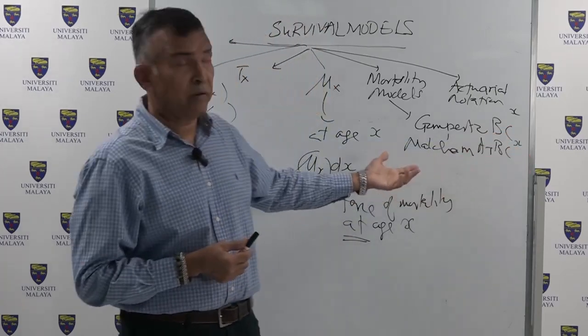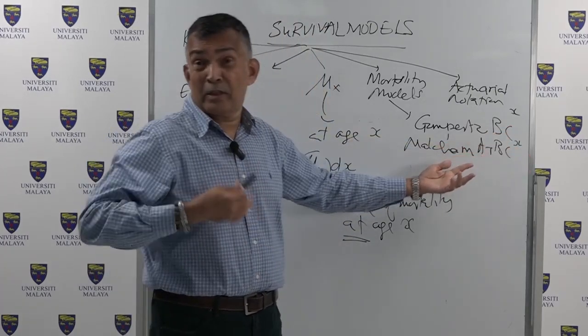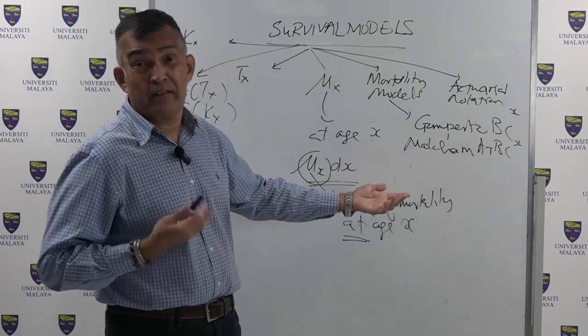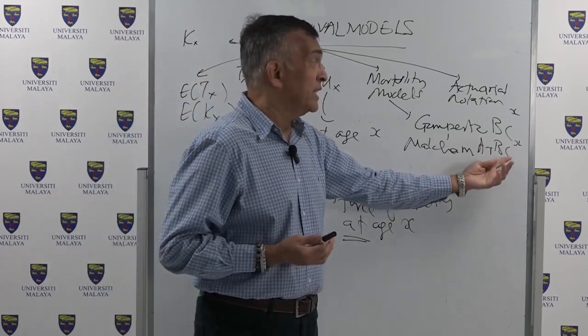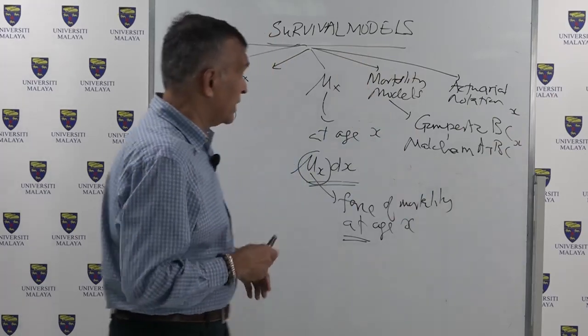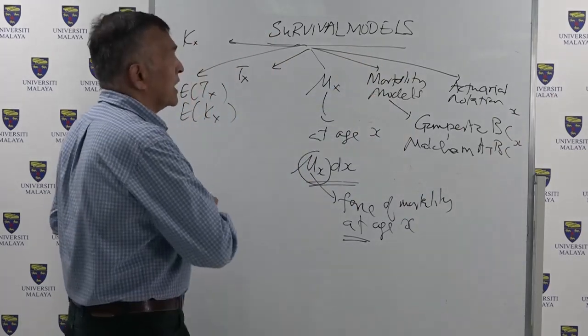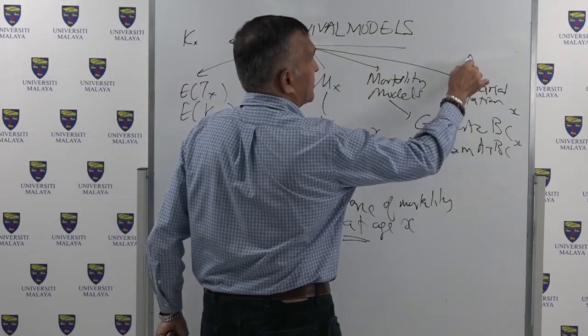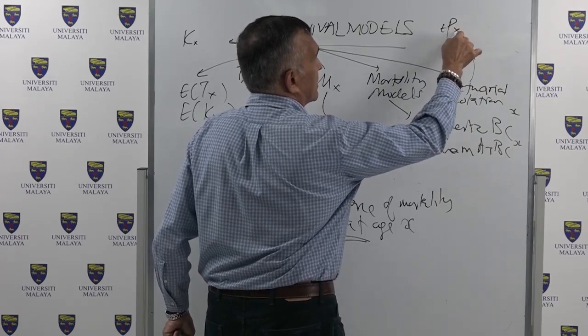And then we have Makeham. Mu x equals what? A, remember the constant, which is due to maybe some accidental death or something. So A plus B, c raised to the power of x. Good. Actuarial notation, we'll cover things like TPX.